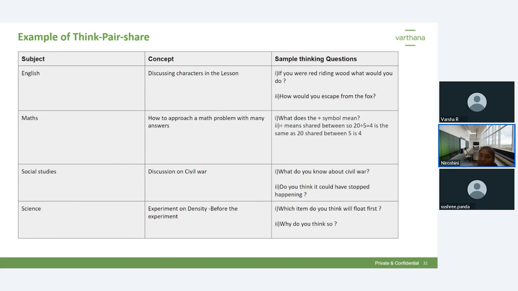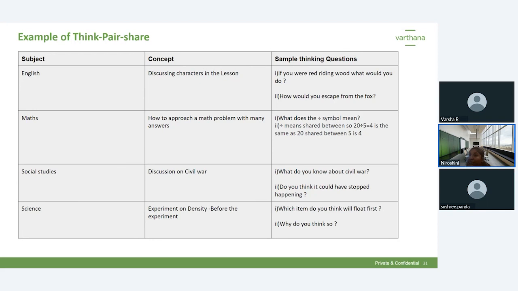I would like to cover another example in math, where some math problems can have multiple solutions. You can arrive at the solution in multiple ways. So this is the best method to ask the children, like if we are working out a problem, once we know what the problem is, you can ask the children a question, like what does this symbol mean, and can we arrive at another solution in the same pattern?